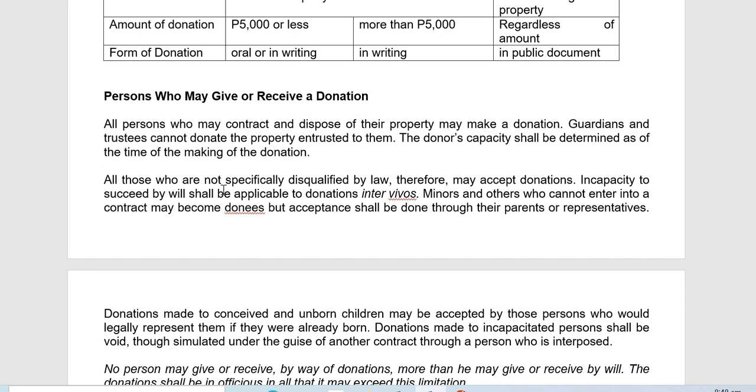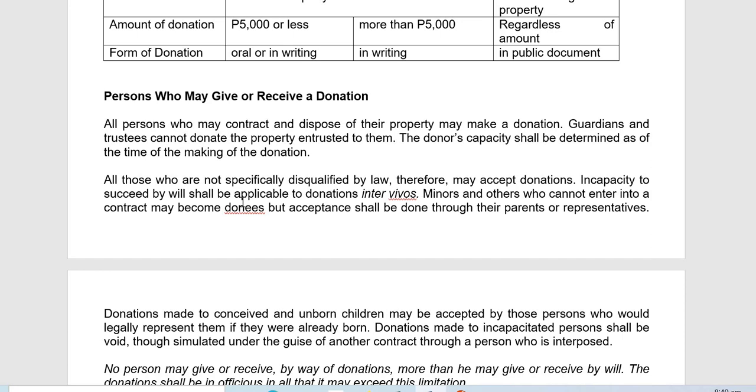So, all those who are not specifically disqualified by law may therefore accept donations. Incapacity to succeed by will shall be applicable to donation inter vivos. Minors and others who cannot enter into a contract, since donation is a contract, such persons may become donee.